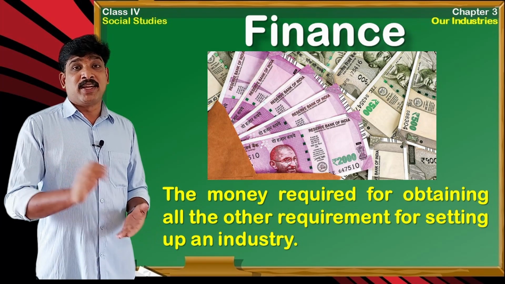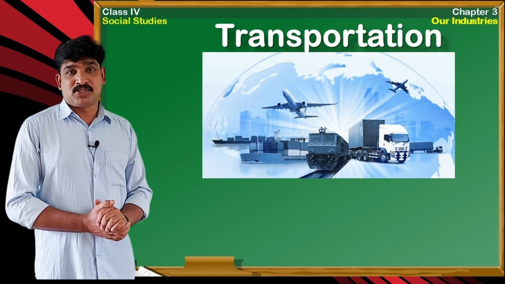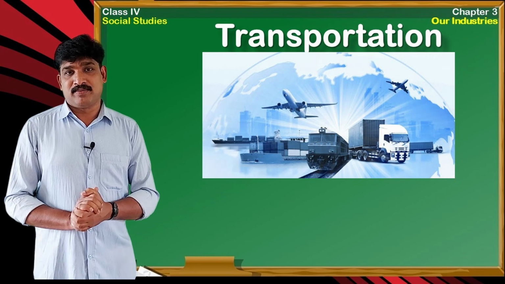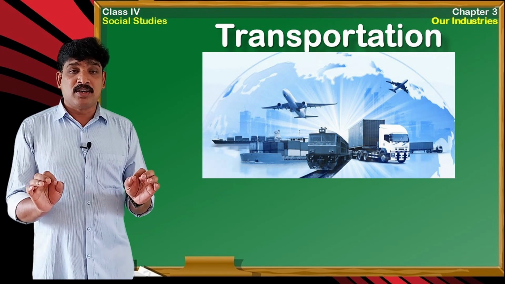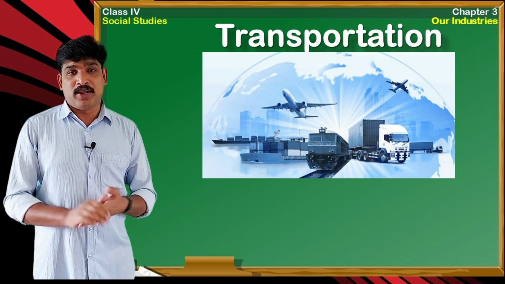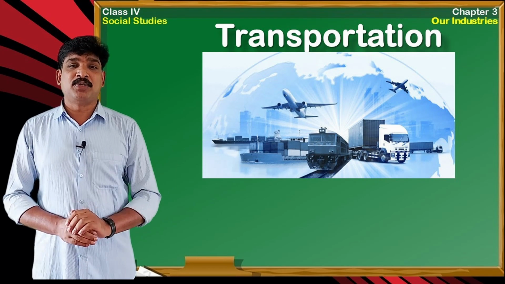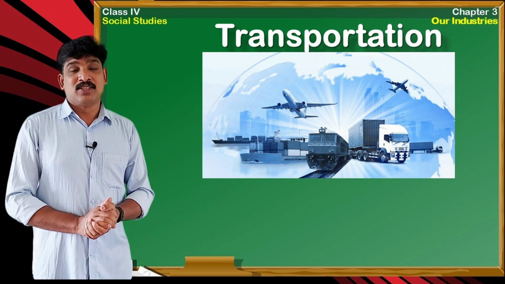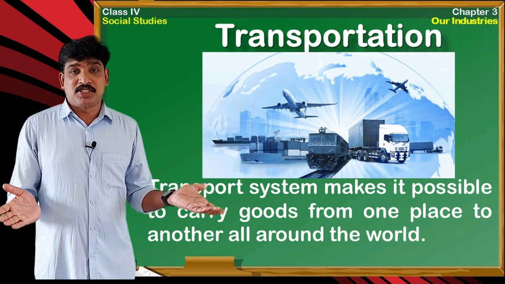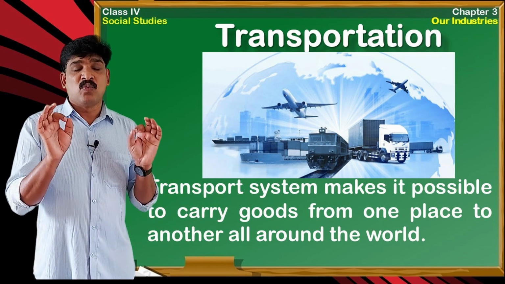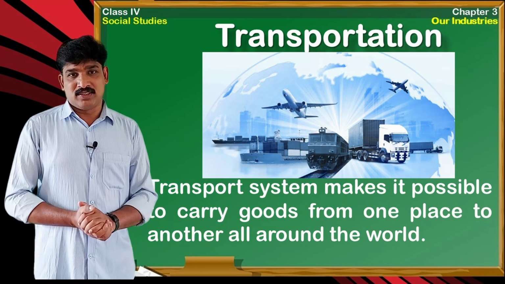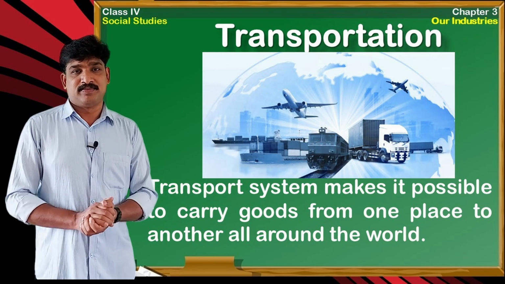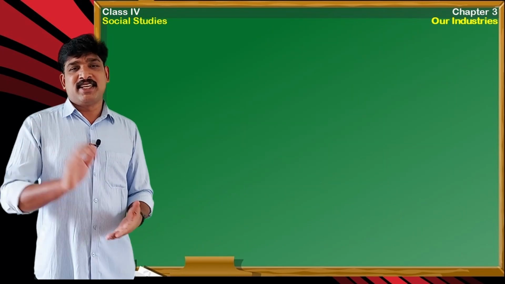And finally, we require transportation to set up an industry. Transportation is required for carrying raw materials to the factory. Once the raw materials are converted into finished goods or finished products, these products are transported to the markets for sale. How? It is transported using vehicles. So transportation is needed. Transport system makes it possible to carry goods from one place to another all over the world. We transport these goods in ships, trains, planes, trucks, etc. That's all about the requirements for setting up an industry.